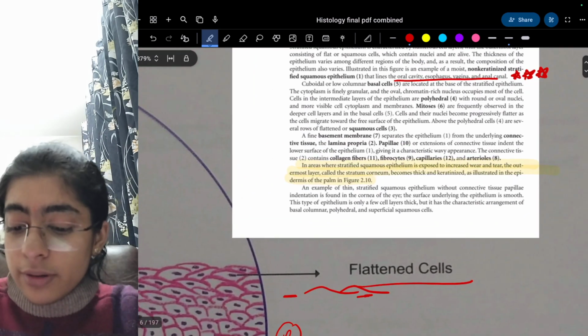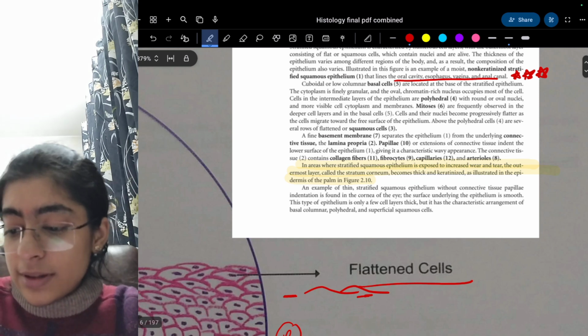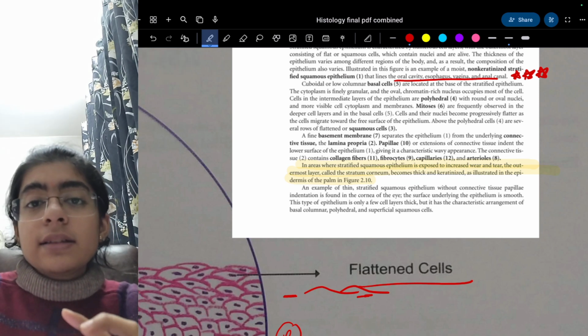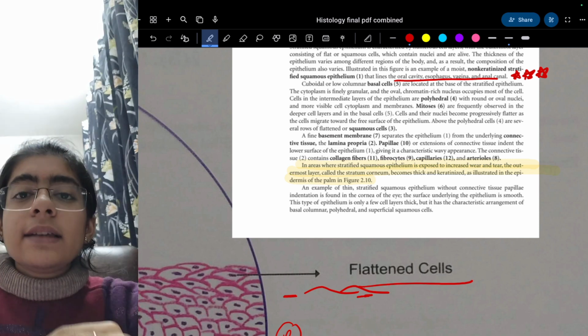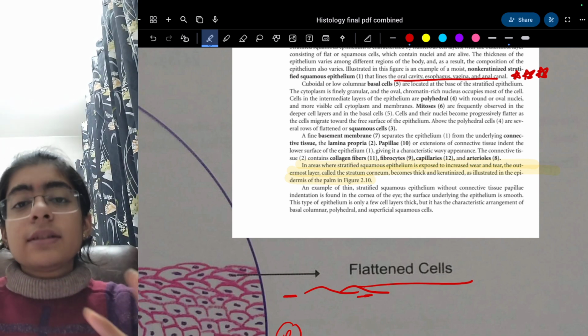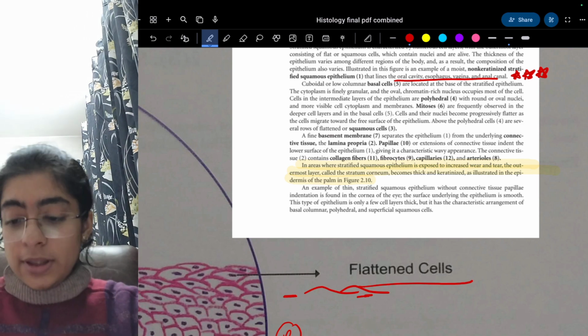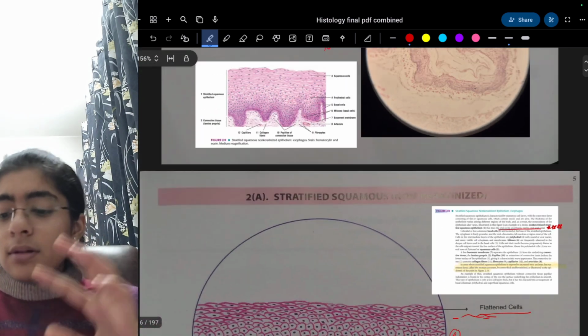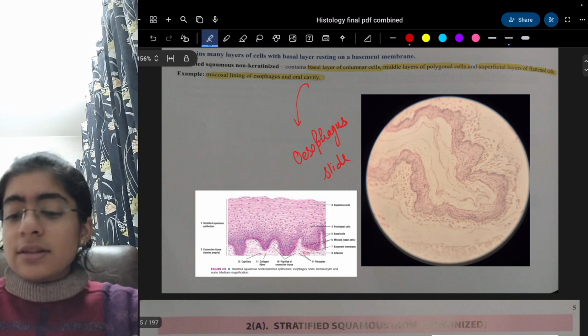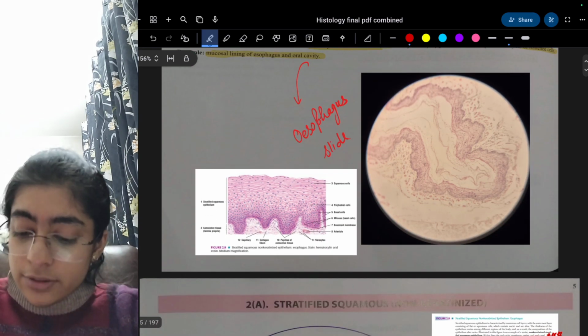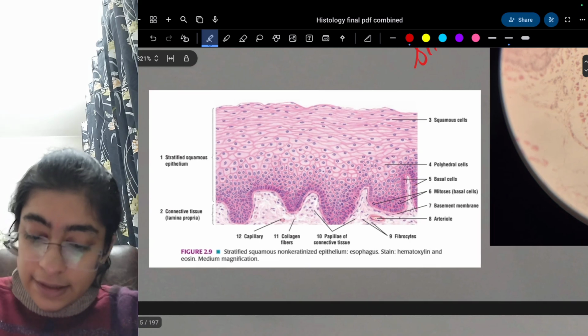For your concept, in areas where stratified squamous epithelium is exposed to increased wear and tear, there is a layer of keratinized dead cells without nucleus, and then it is called keratinized stratified squamous epithelium. But where there is less wear and tear, we just have the stratified squamous non-keratinized epithelium. So let's come to the diagram and the slides.